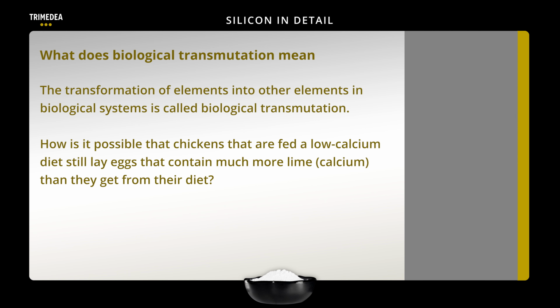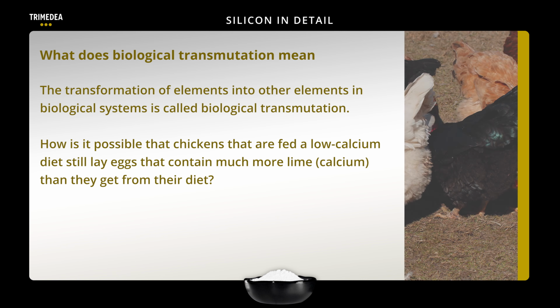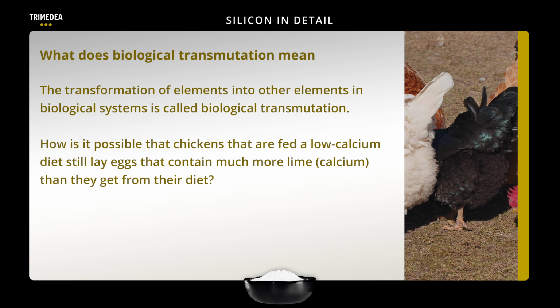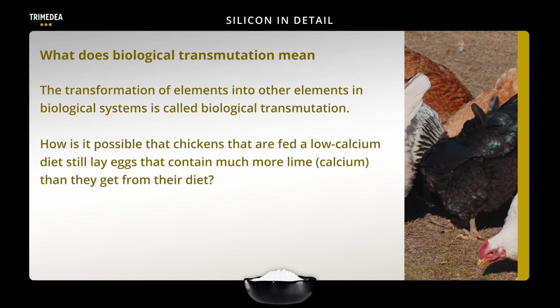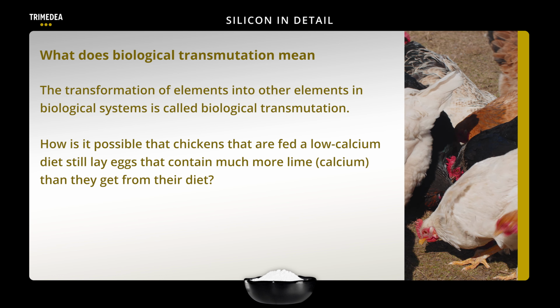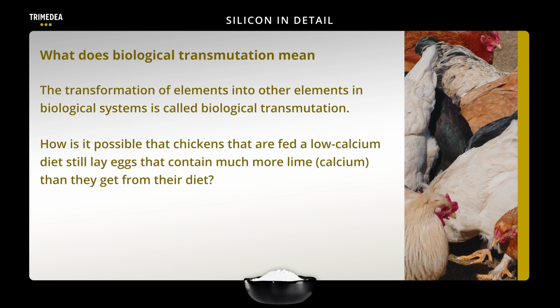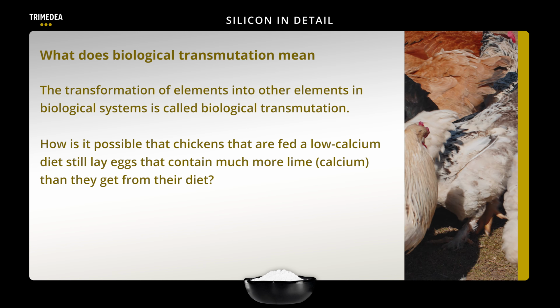What does biological transmutation mean? The transformation of elements into other elements in biological systems is called biological transmutation. But how is it possible that chickens that are fed a low-calcium diet still lay eggs that contain much more lime, calcium, than they get from their diet?